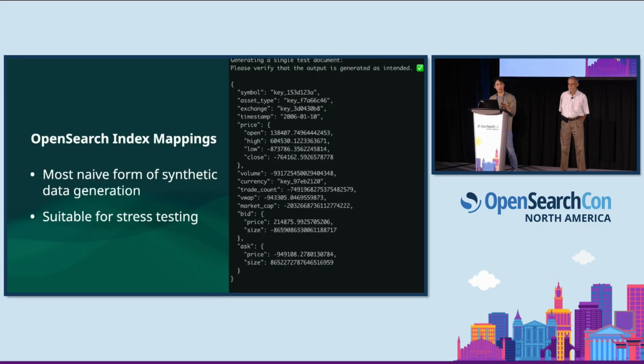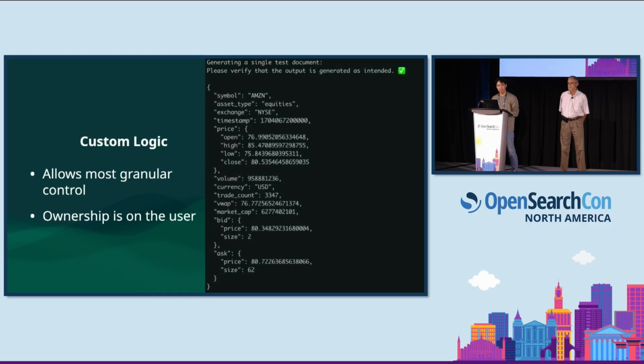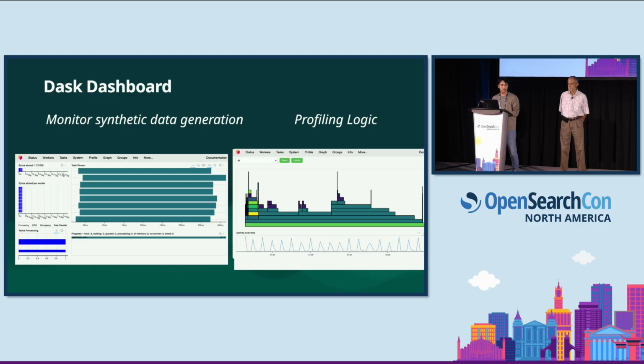We've shown you what it's like to just provide the index mappings, which just populates all the document fields. And then we've also shown you the best of both worlds, which is automation and customization, simply providing the index mappings and some rules in a config. And lastly, we've shown you what it's like to have the most granular control over how the data is being generated through custom logic. We've also walked you through the DAS dashboard and how it's super useful when generating synthetic data, and also how to profile your custom logic.